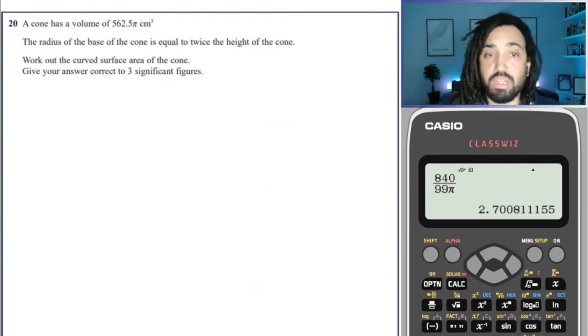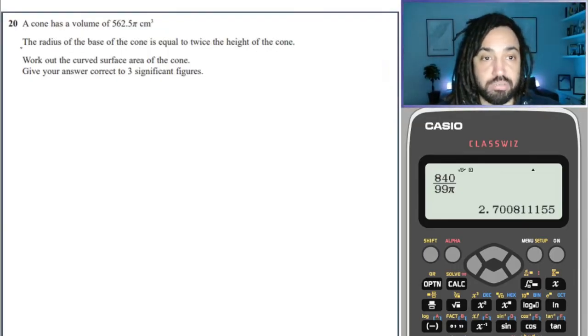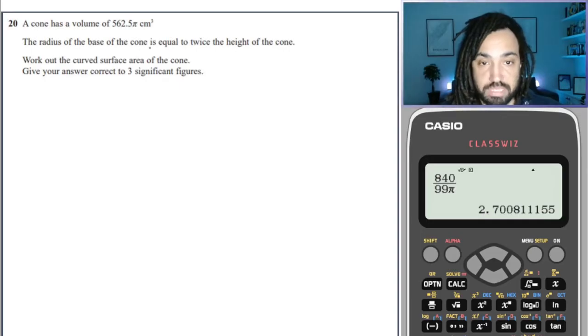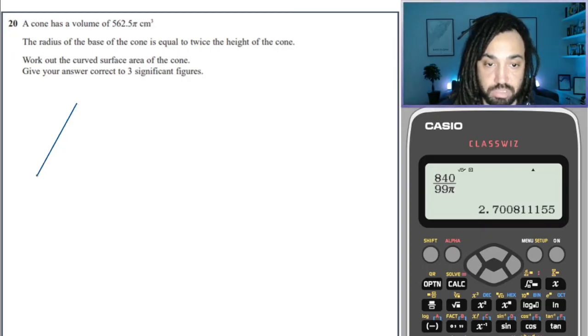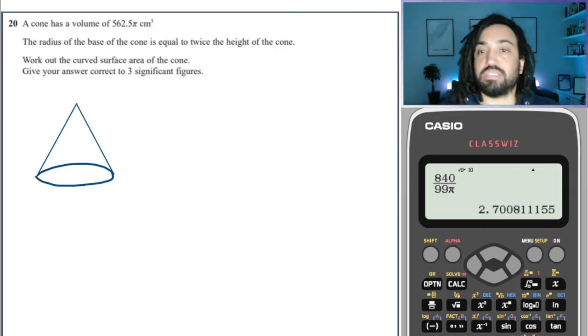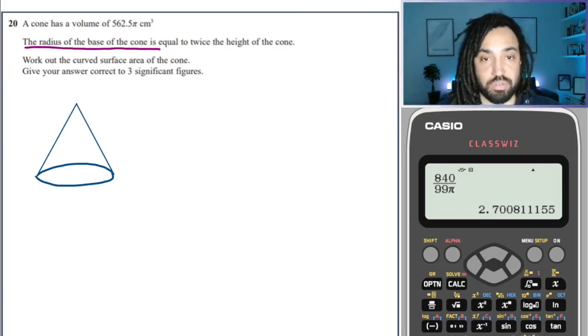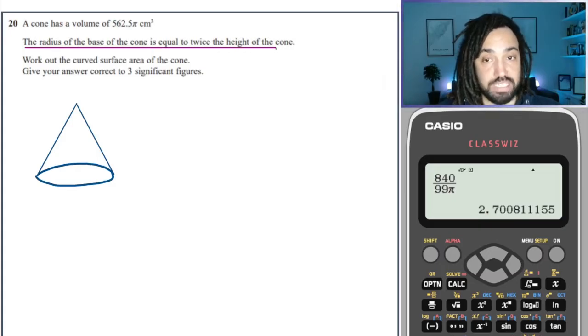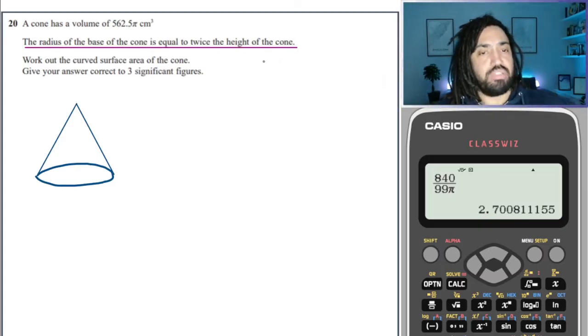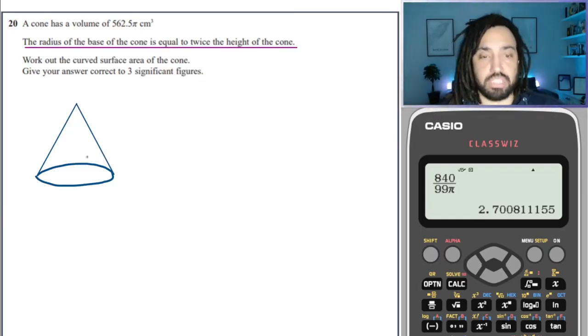Cool. A cone has a volume of blah blah blah pi centimeters cubed. The radius of the base is, okay, fine. Let's just draw a cone to get started with. We draw ourselves a cone. It looks a bit like that. And it says that the radius of the base of the cone is equal to twice the height of the cone. So that means the radius of the base is 2 times bigger than the height.